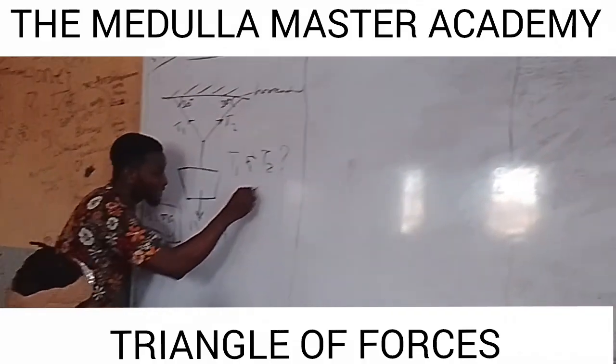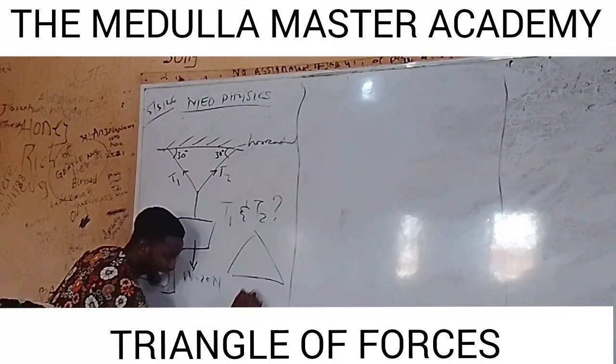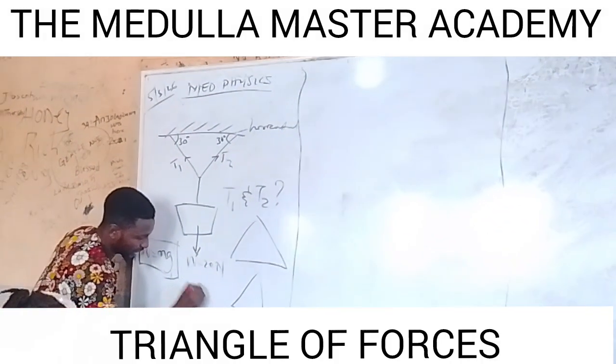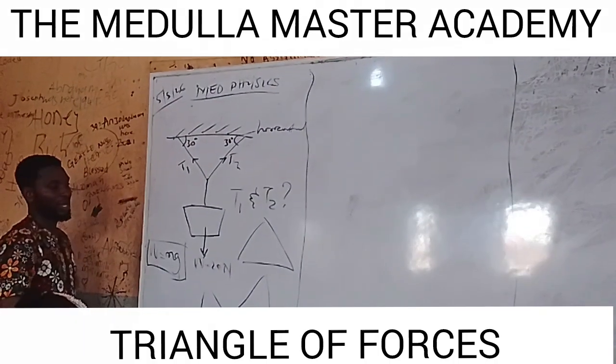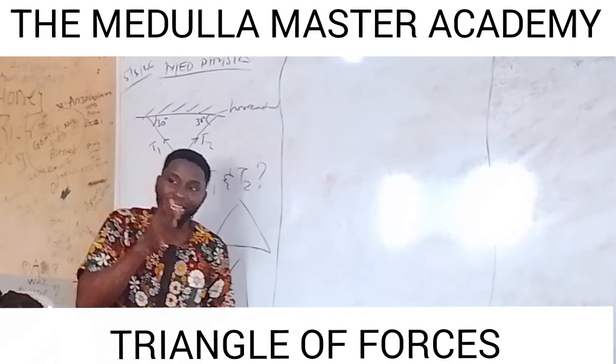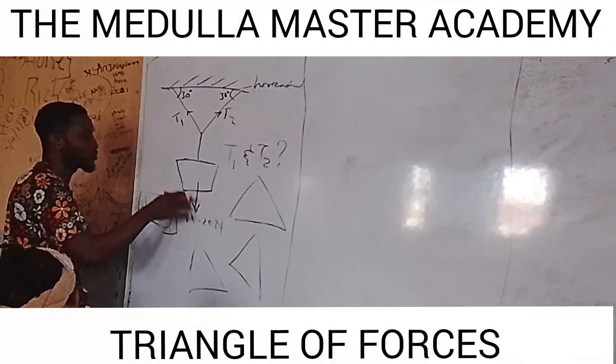Everyone knows that a triangle has how many sides? Three sides. It can either be like this, or like this, or like this. All we need to do is form a triangulation of forces. So when you see questions like this, you have to triangulate the force.